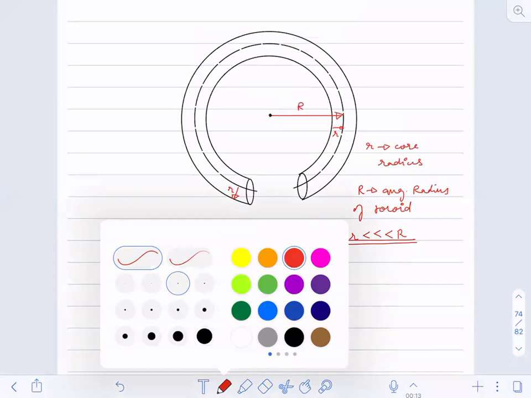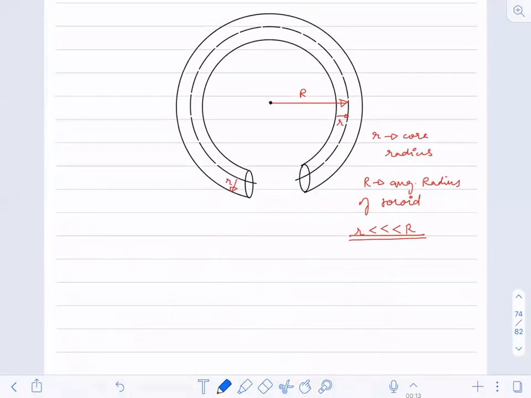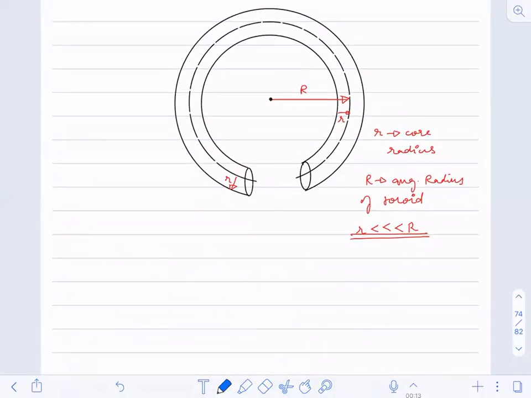So what is Ampere's circuital law? We have the line integral of B dot dl equals mu naught I enclosed. Now for this we have to take a loop.